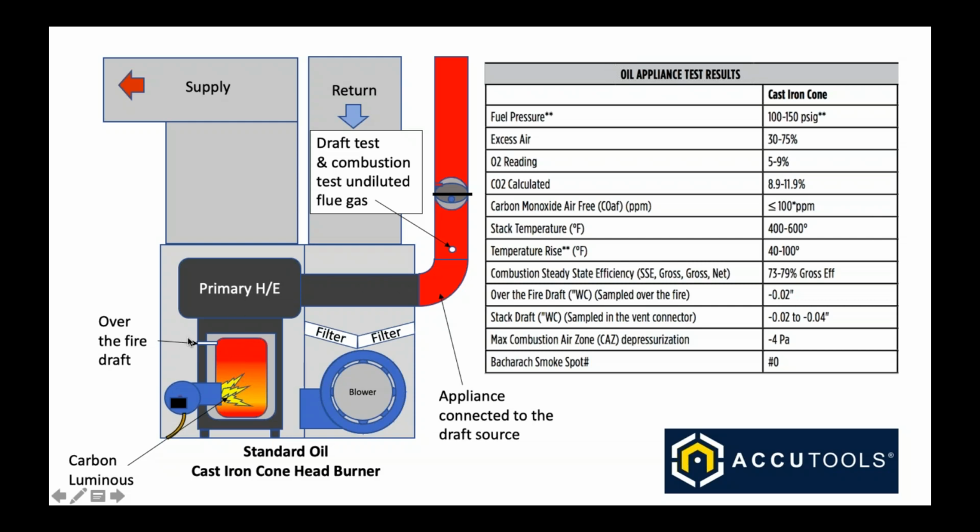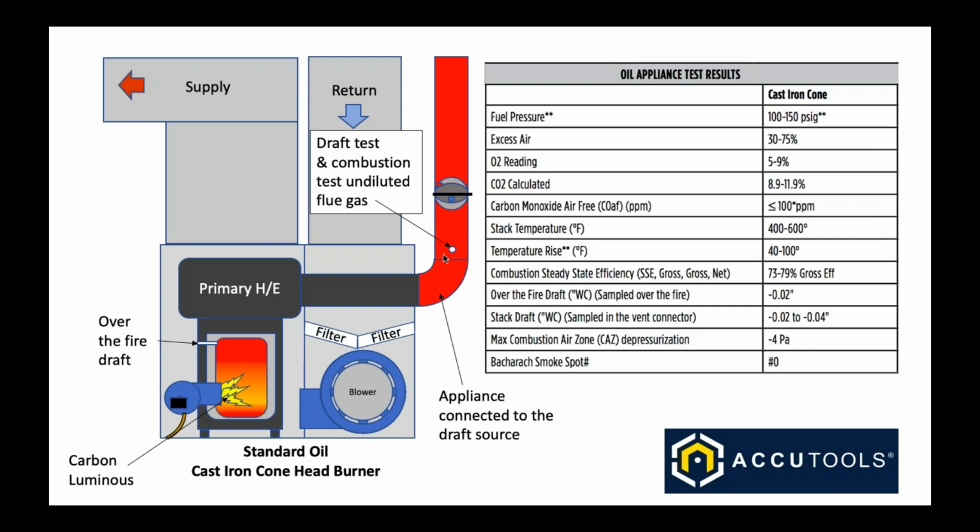So we want to make sure we check draft in two locations, over the fire and draft below the barometric damper here. There's a little red piece here. This is a double acting barometric, so it can swing both directions, unlike a single acting barometric. And we want to make sure that when we set the draft here at the chimney, it's between negative 0.02 to 0.04.